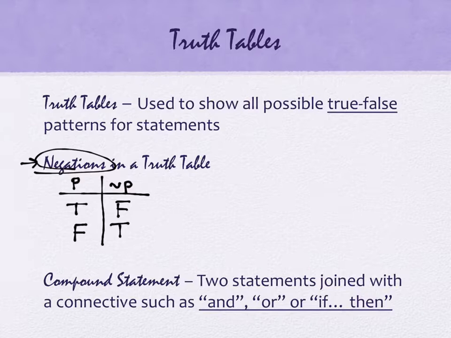All right, compound statements are statements that are joined with a connective. The connective is one of three things: and, or, if then. Those are the three types of connectives. There's an example in your book where they use the word but. But is just another way of saying and.